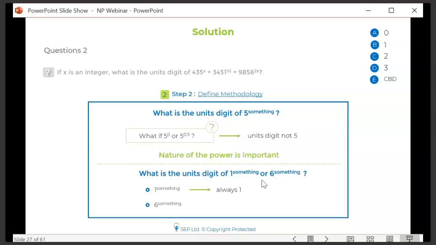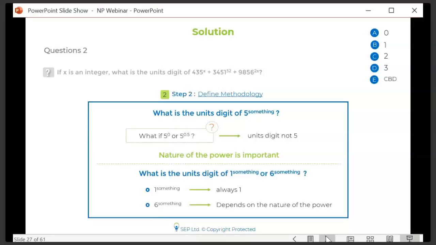Ananya, Sakshi, think this way: I haven't told anything about the power. I don't know what this power is. So if the power is a positive integer, like 1, 2, 3, 4, 5, then 6 to the power something is always 6. But if it turns out to be a fraction or a 0, then it will not be 6. So 6 to the power something will depend on the nature of the power. It could be 6, it could be something else.